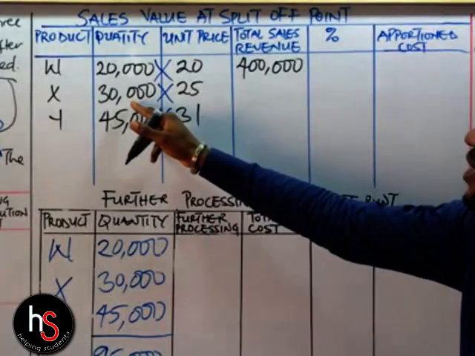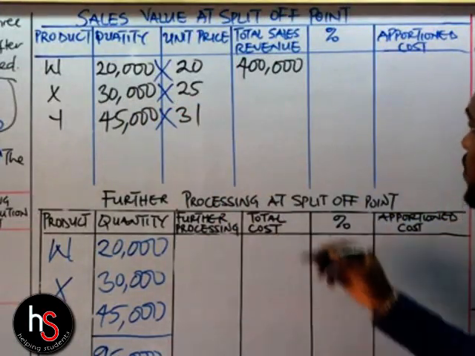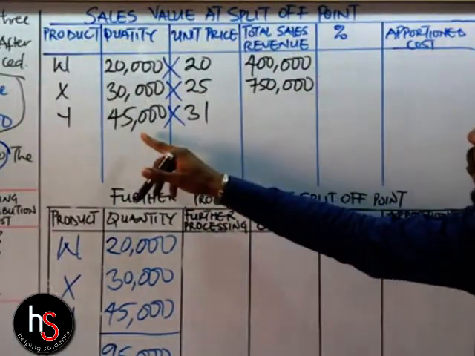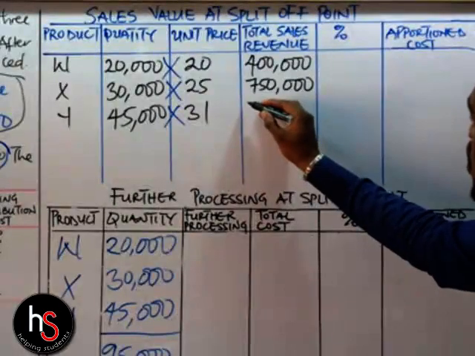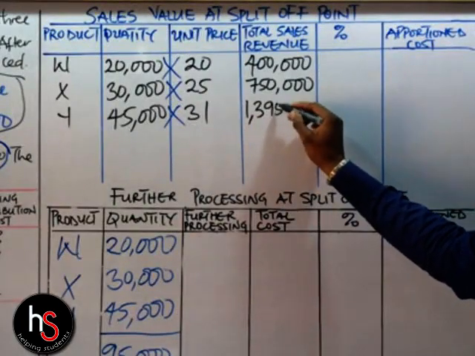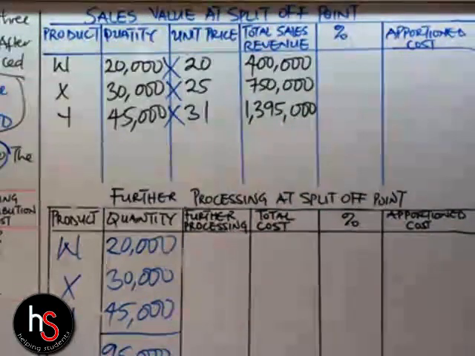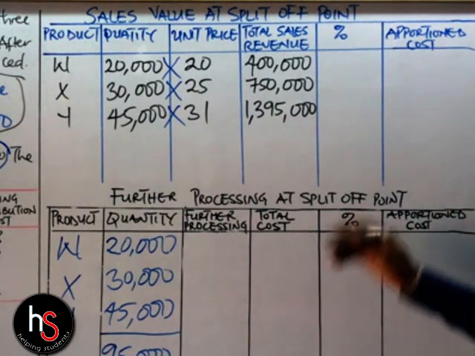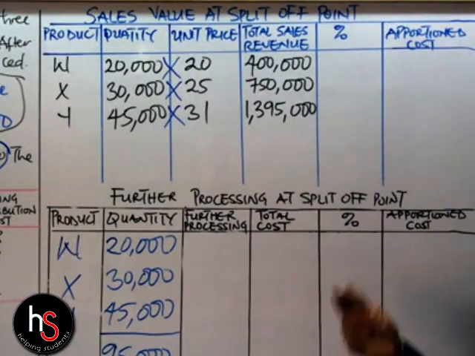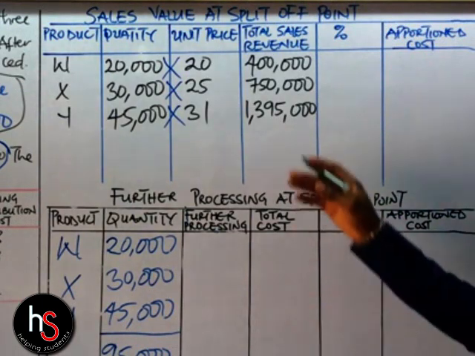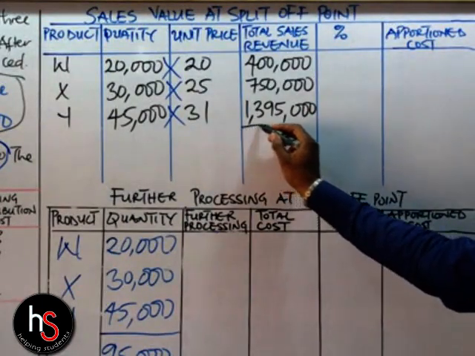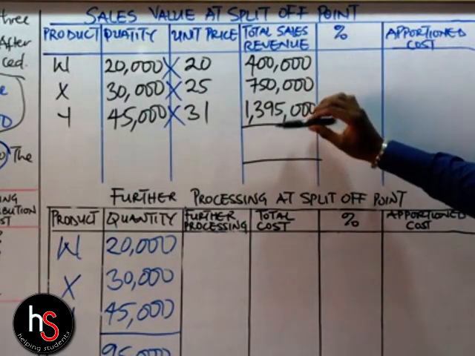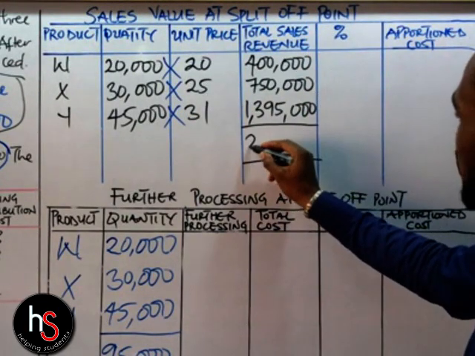Now we say 30 times 25. It gives us 750,000. And 45 times 31 gives us 1,395,000. Okay? So move over to the next one, which is our proportion cost. Remember I told us that the proportion cost can also be represented with the symbol of the percentage. Now before we get this, we're going to total what we have here.